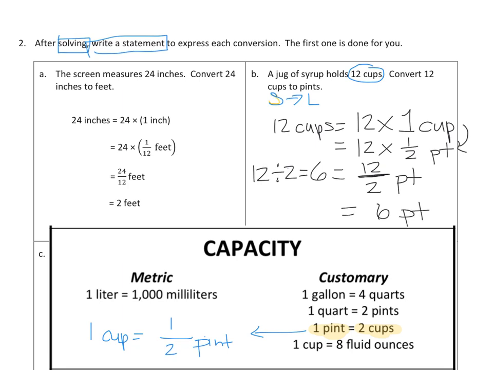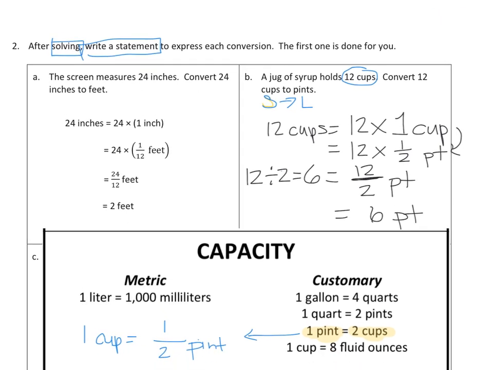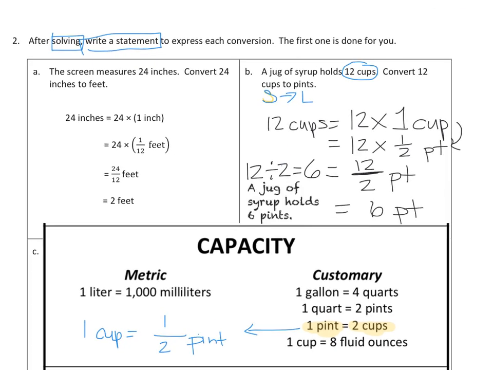And now we've got to squeeze in our sentence. So I had to squeeze in my sentence, a jug of syrup holds 6 pints. If you don't have any room, maybe somewhere up on top or over off to the side, but keep it in this area for this problem that we're working on. So make sure you have a sentence and that you're having your answer of 6 pints also in your sentence with your ending period.